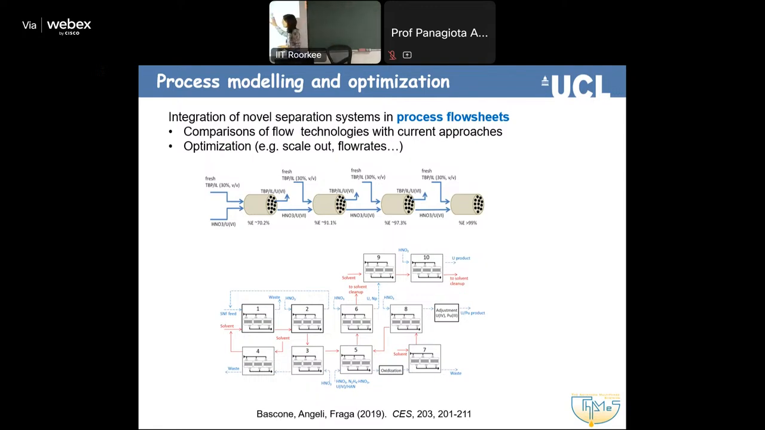So this is an example we were just looking at where we looked at the flow sheet for separating the uranium, I think, in this case. So it's the Urex or the Purex. It's a Purex separation. So what we did is that we took the flow sheet, we found it in the literature, and we tried to see what happens if instead of the conventional mixer settlers that it was having, we were using our own microchannels.